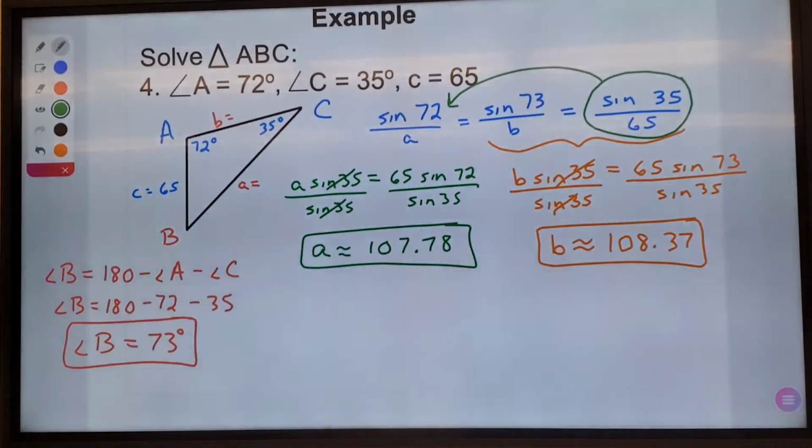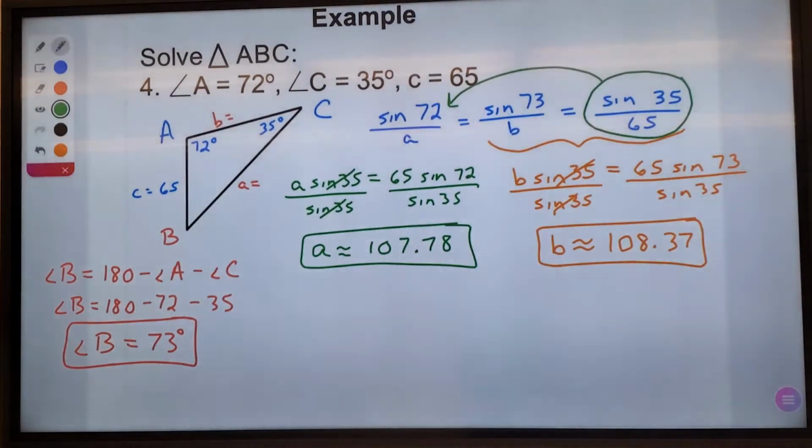Okay, something to note here. If you pay attention to the angles and how many degrees they are, the largest angle should be across from the largest side. The smallest angle should be across from the smallest side. And the one in the middle should be in the middle on the length of the sides. So notice here, angle C is only 35 degrees. Therefore, side C is 65.